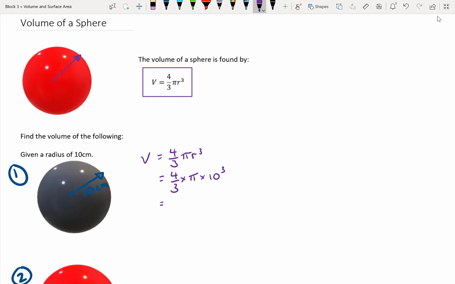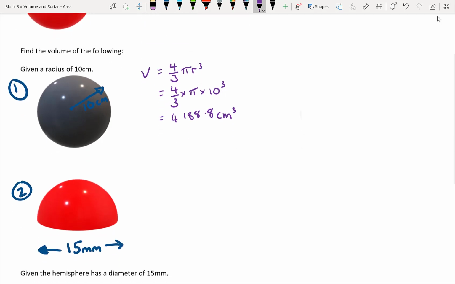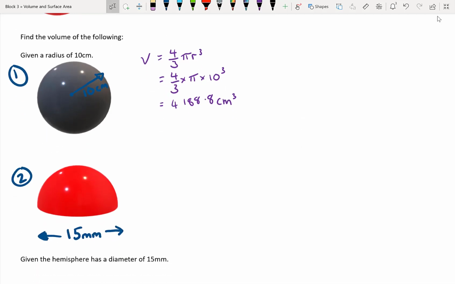So I've got pi times 10 times 10 times 10 divided by 3 times 4 gives me 4,188.8 cubic centimeters. Okay, so if the question doesn't ask you to round a certain way, then you don't have to. You can round them whichever way you want. So we've got one decimal place there as our answer.